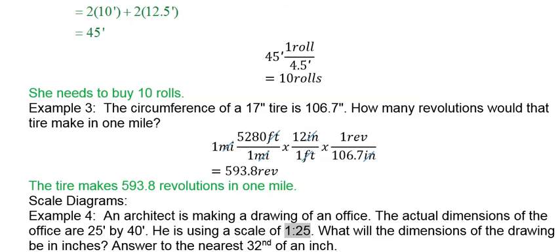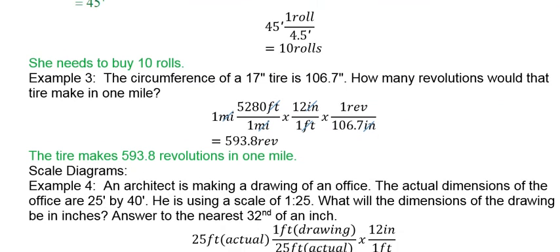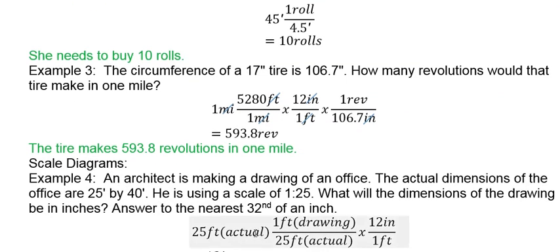So we could use feet, we could use inches, we could use centimeters, as long as they're both the same. So in this case, we're going to use feet because we're given the dimensions of the room in feet. So we're going to go 25 feet in reality, and then we're going to multiply by this scale. So our drawing is 1 foot for every 25 actual feet. So what's canceling here is the actual, we're being left with drawing. Now we do want the answer in inches, so we're going to multiply that by 12 inches.